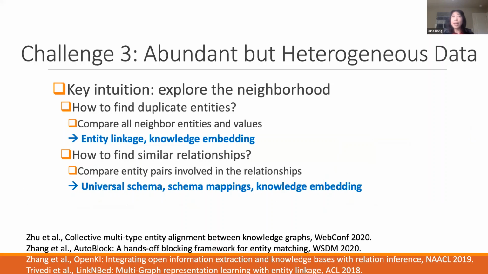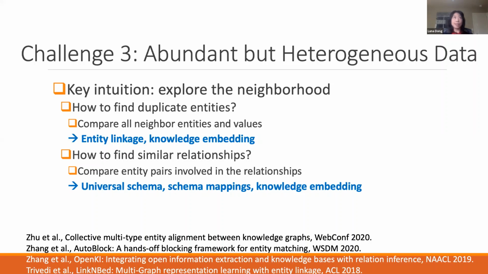This can be done by entity linkage and knowledge embedding. So for knowledge embedding, you will embed one entity with all of the neighborhood information. And for the similar relationships, we will compare the entity pairs involved in this relationship. This is related to universal schema, schema mapping, and also knowledge embedding.